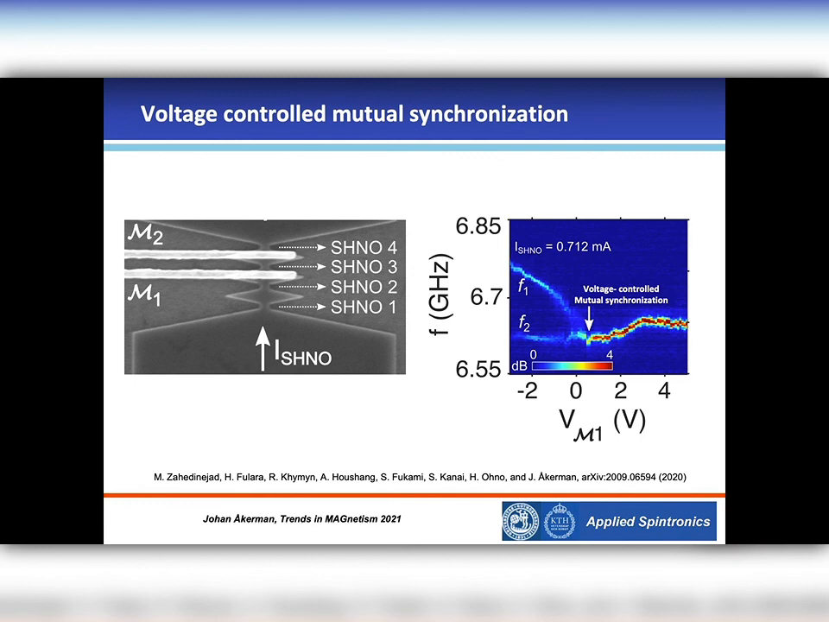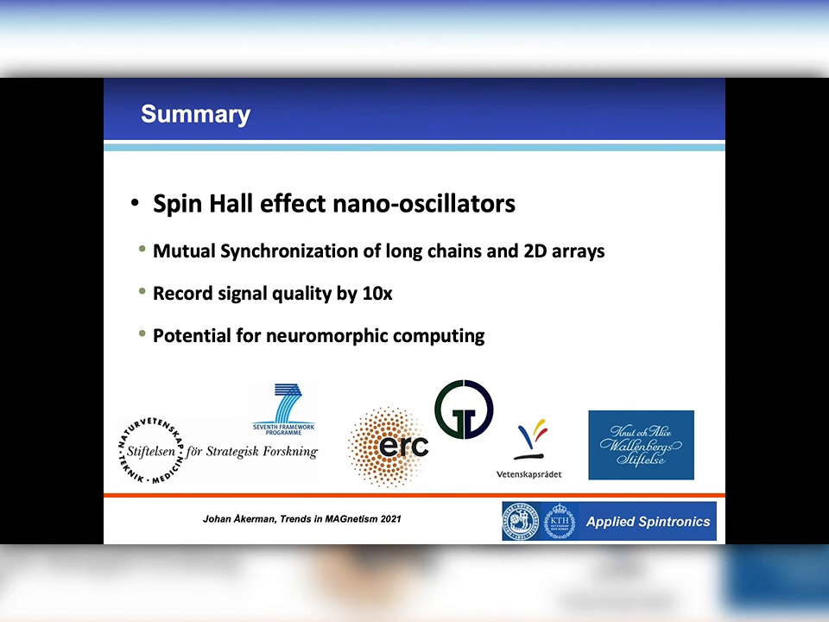So with that, I finish my talk. I summarize with the following. We have demonstrated mutual synchronization of long chains and two-dimensional arrays. We can see that the signal quality, quantified by the quality factor, can now be improved by a factor of 10, so an order of magnitude better signal property, because we can operate at 60 kilohertz at 10 gigahertz. And I've shown you the potential for neuromorphic computing, and given that we now can voltage control this behavior, we believe that we have great potential to move forward with much more complicated schemes.